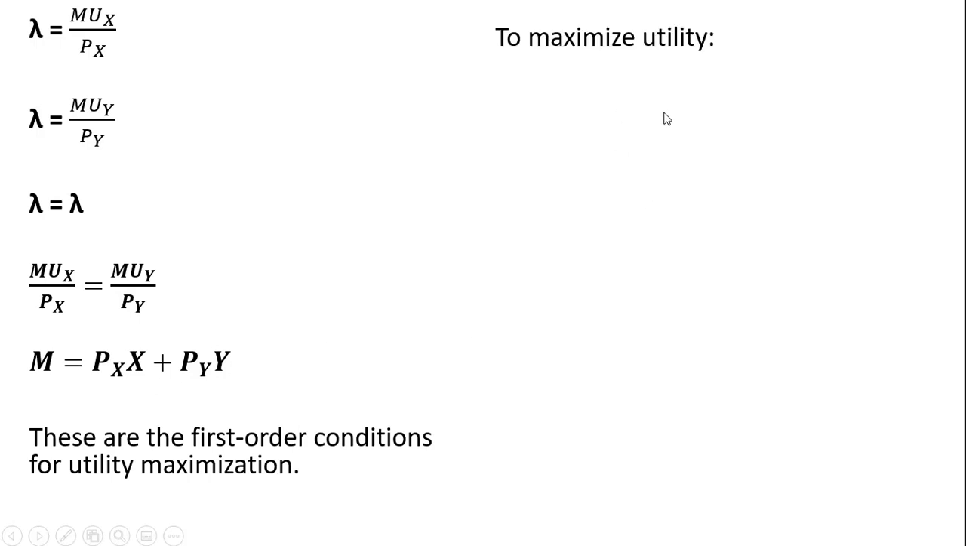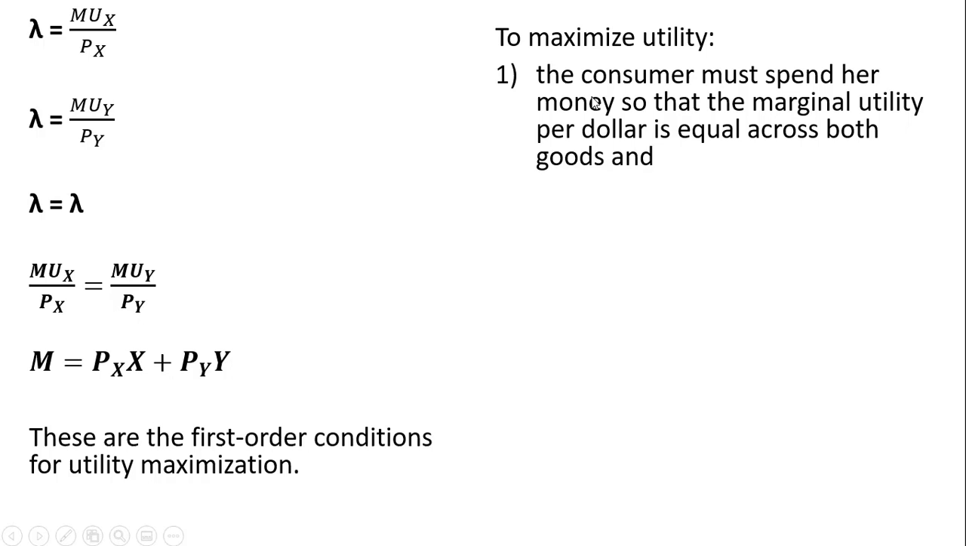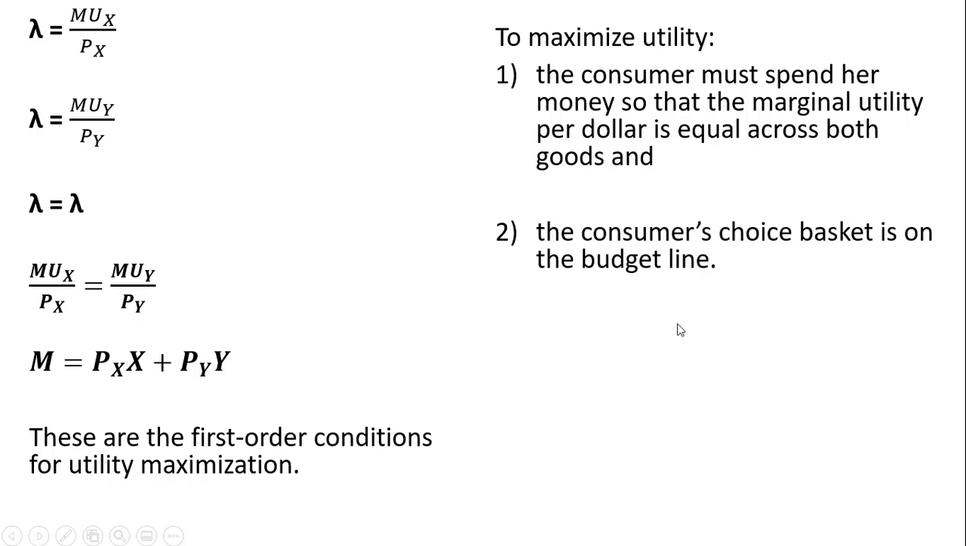So to maximize utility, 1, the consumer must spend her money so that the marginal utility per dollar is equal across both goods. So that's this condition right here. And 2, the consumer's choice basket is on the budget line, satisfies the budget line equation.